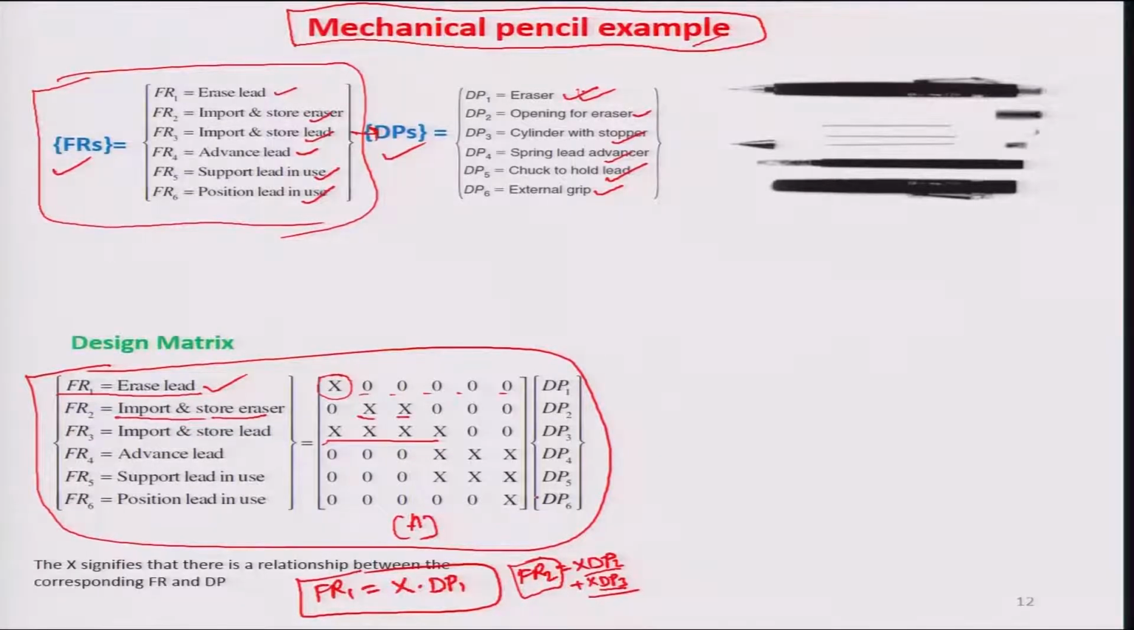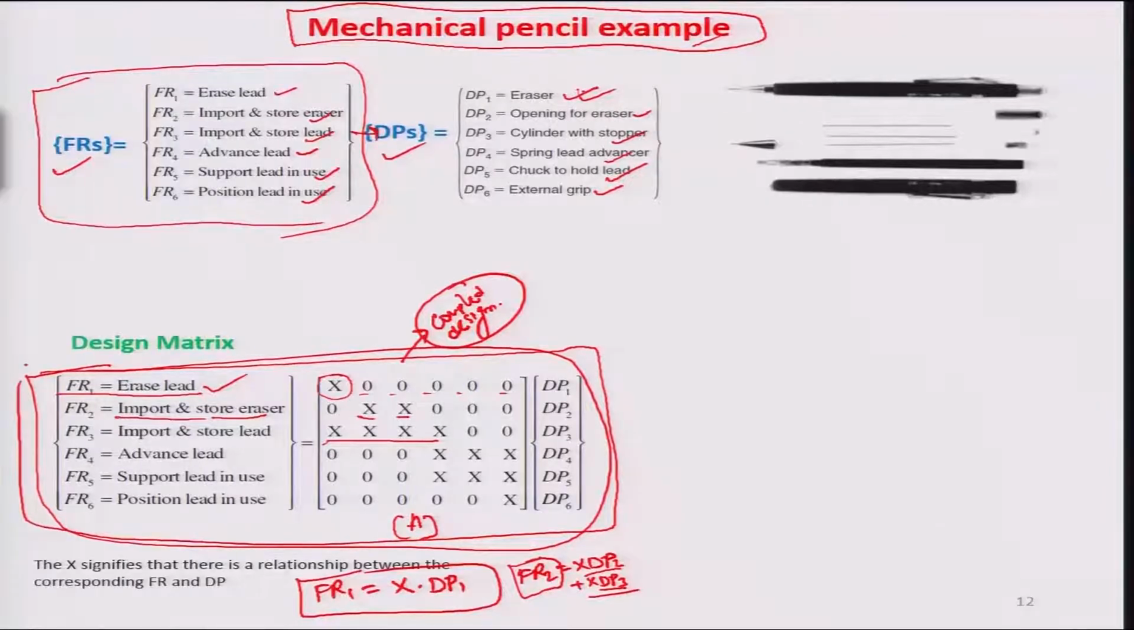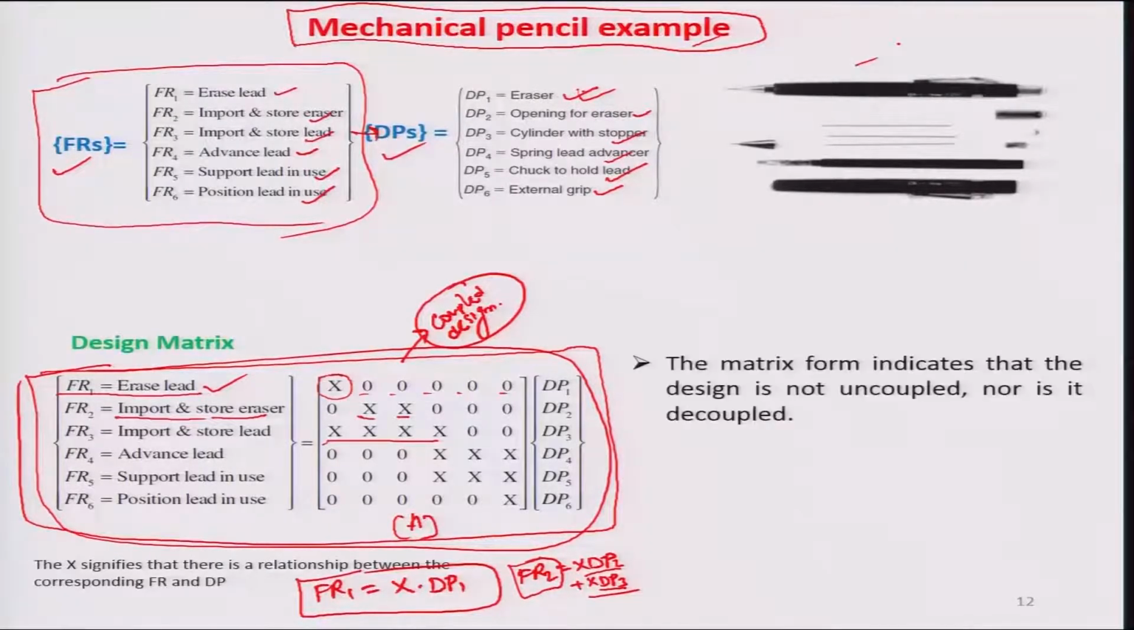So it will be just a coupled design. Whatever matrix you have made, this is not good for the fabrication of the pencil. The matrix form indicates that the design is not uncoupled and nor is it decoupled, because for uncoupled you should have a diagonal design matrix, and for decoupled you should have a triangular matrix.